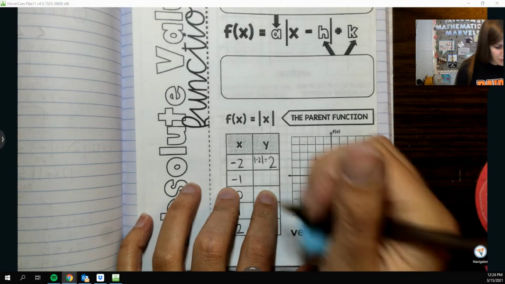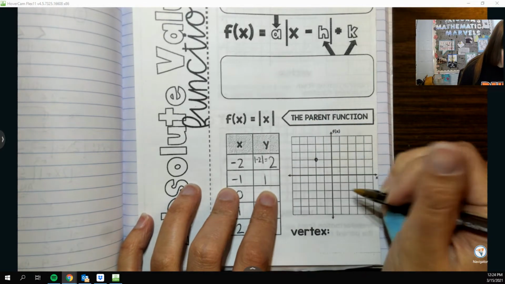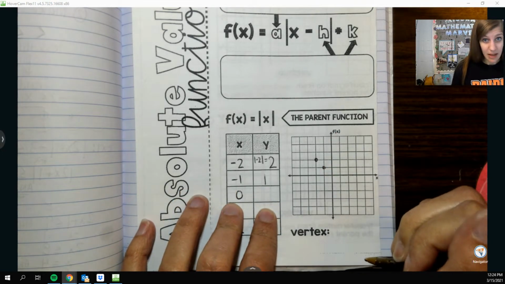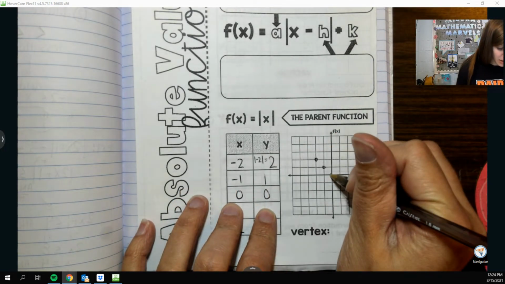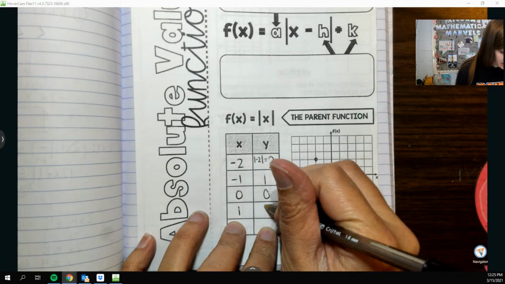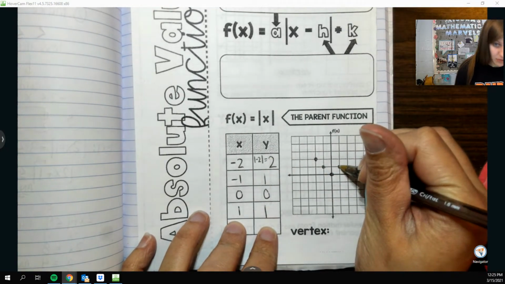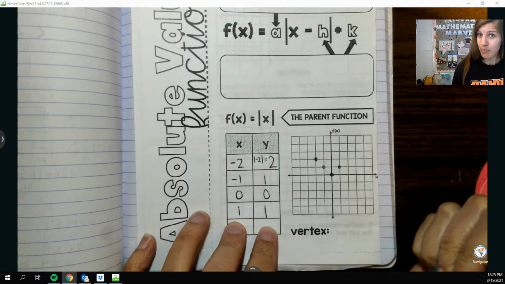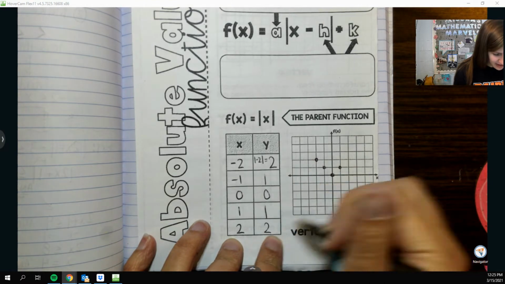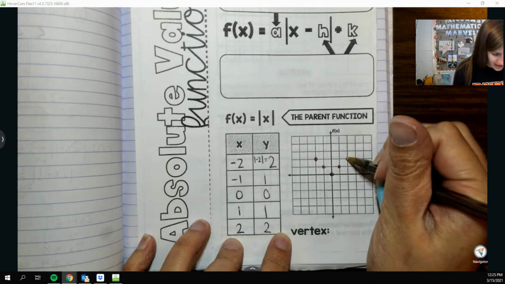Then I do it with the -1. So absolute value of -1 is 1. So I go -1, 1. Absolute value of 0 is 0. So 0, 0. Absolute value of 1 is 1. Ooh. Look at that. And then absolute value of 2 is 2. So we're at 2, 2.